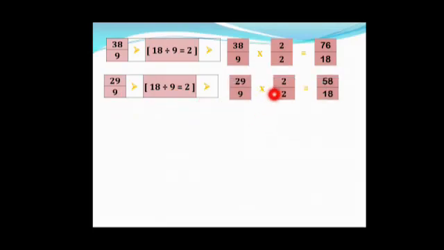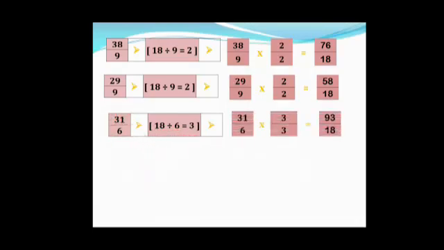29 by 9 multiplied by 2 by 2 is equal to 29 2s are 58 and 9 2s are 18. Now next, 31 by 6: 18 divided by 6 is equal to 3. Okay, so we will multiply 31 by 6 multiplied by 3 by 3 is equal to 31 3s are 93 and 6 3s are 18.